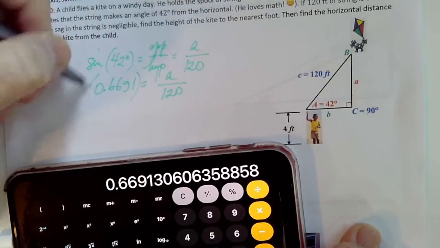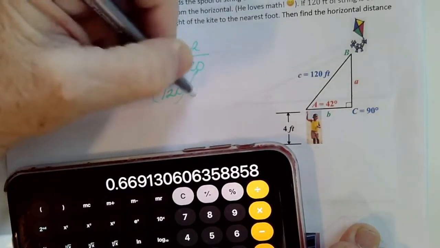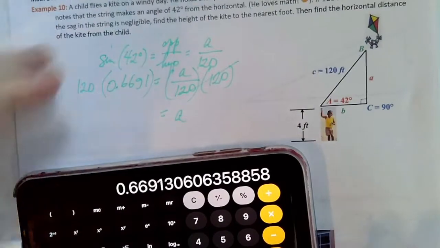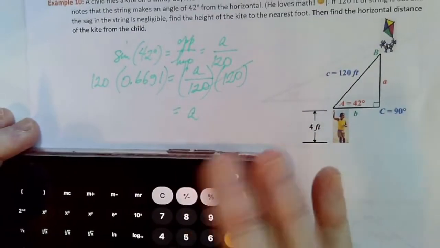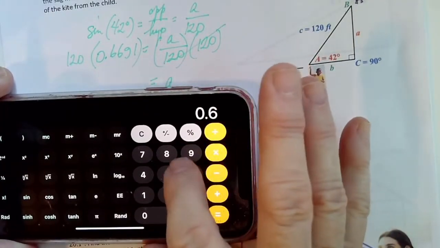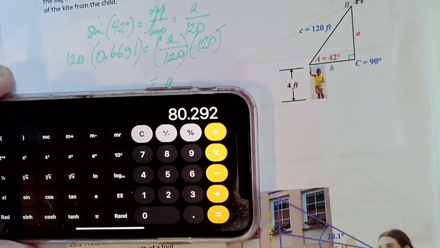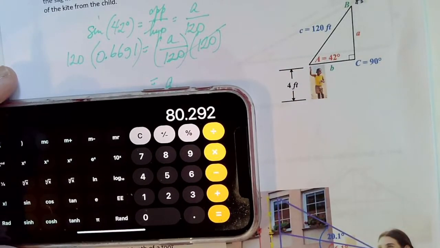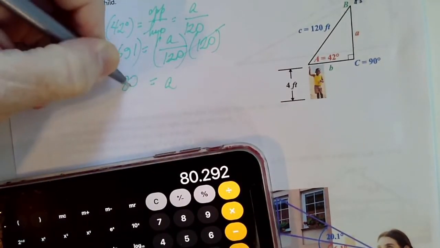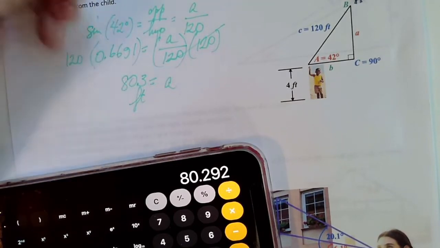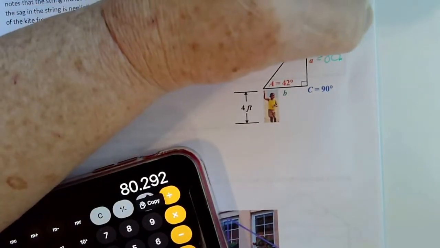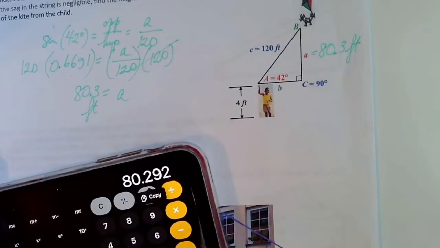Now let's multiply both sides by 120, so that on the right we've got A, and let's see what we have on the left. 120 times 0.6691. I get 80.292, so I'm going to round it to one decimal place. 80.3, and that's in feet. So little a is 80.3 feet. And let's find little b.